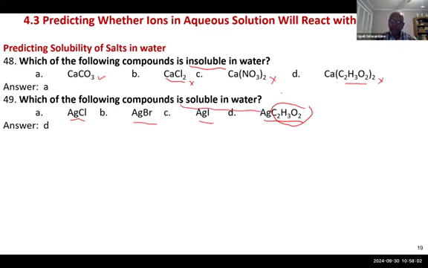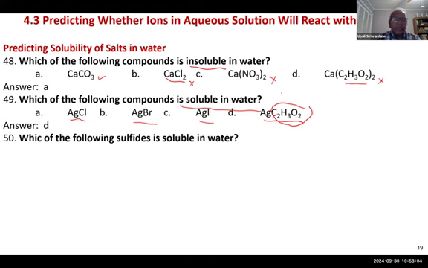When in doubt on which of the following compounds are soluble in water, you go for the most correct answer. Which of the following sulfides is soluble in water? Sulfides are insoluble, except group 1. Lead is not group 1. Group 1 is lithium, sodium, potassium, rubidium, cesium, ammonium ion. That's the first rule of solubility. The soluble one is C.